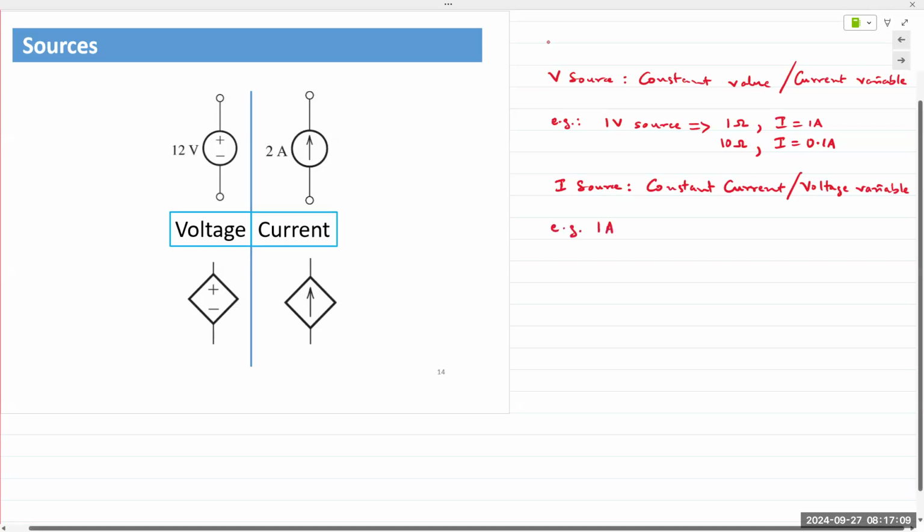So if you have a 1 amp source and you connect a 1 ohm resistor, your voltage would be 1 volt. If you connect a 10 ohm resistor, a constant current source, in constant current mode, will still supply 1 amp. The voltage is now adjusted to 10 volts. And it's one and the same thing.